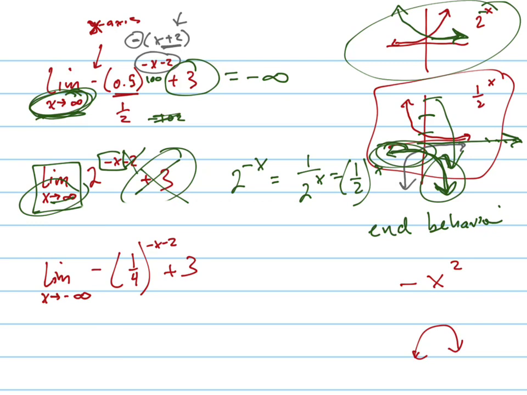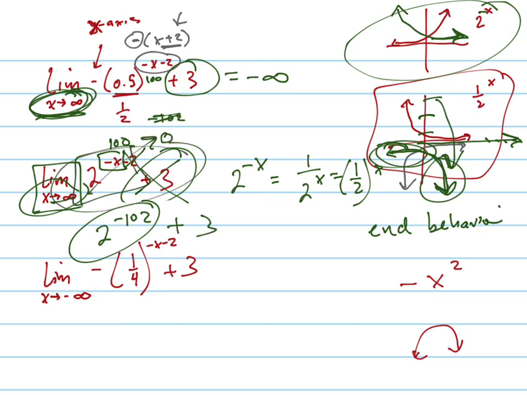And again, plug it in and see. Plug in 100. What's 2 to the negative 102? What's that really close to? 0. It's really close to 0, because it's 1 over 2 to the 102. And so this thing is going to 0, and so this whole thing is going to 3.